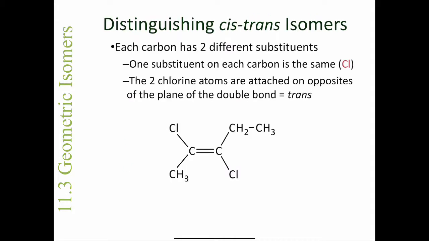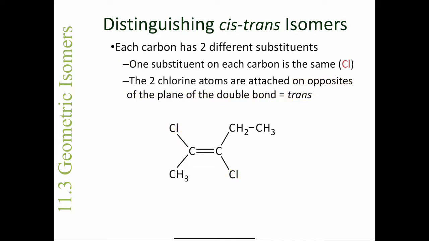Let's take a look at this example here. Each carbon has two different substituents. You can see that on the carbon on the left, I have a methyl group and a chlorine. And on the carbon on the right, I have a chlorine and an ethyl group. So that works out. But we also note that one substituent on each carbon is the same, and that is the chlorine. And you can also see that the chlorines are attached on opposite planes of that double bond, and therefore they will be trans.